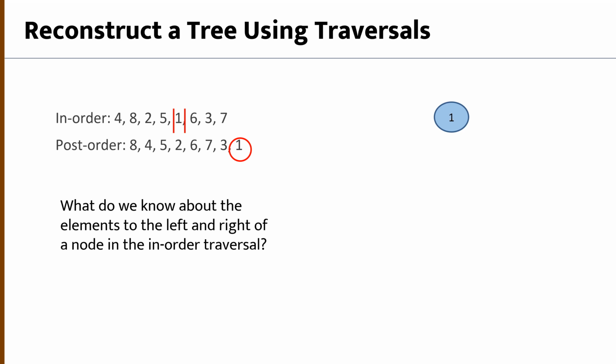And so if we look at the position of the root in the in-order traversal, we can also determine that the elements, these 4 elements, on the left of the root in the in-order traversal specifically, we know that these will all be in the left subtree. And likewise, the 3 elements on the right will be to the right subtree of 1.